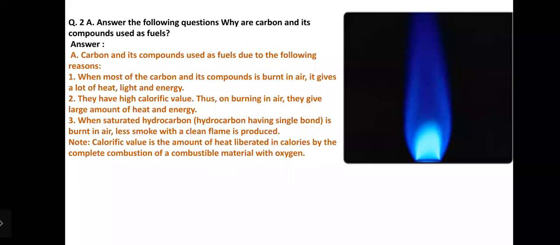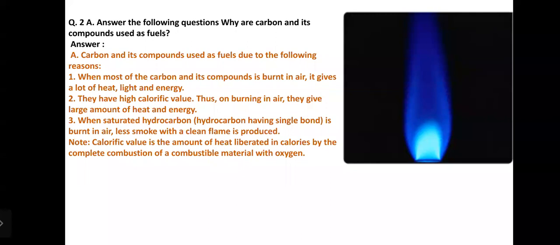Second reason, they have a high calorific value. Thus, on burning in air, they give a large amount of heat and energy. Since carbon burns completely and has a high calorific value, it gives out heat. Therefore, carbon compounds have a maximum of heat inside them. On burning, they give it out, so they have a high calorific value. So carbon is suitable for a fuel because it gives heat and energy.